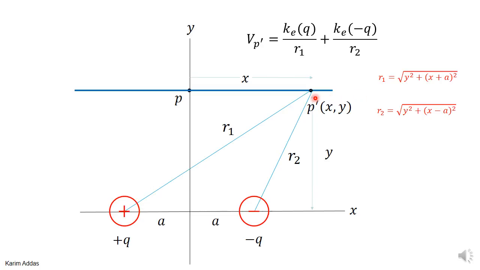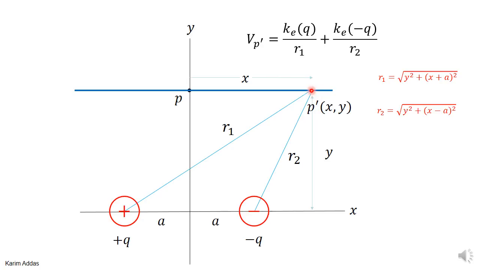Now, since point P prime has x coordinate x and y coordinate y, can we write down r1 and r2 in terms of x and y? Yes, because if you look at this triangle, r2 squared is y squared plus this distance squared. But what is this distance? It's x minus a. So r2 is just the square root of y squared plus x minus a squared.